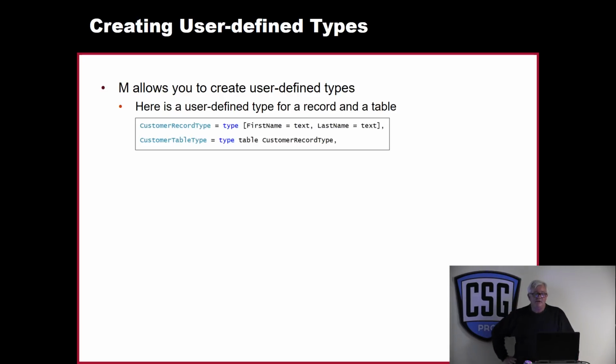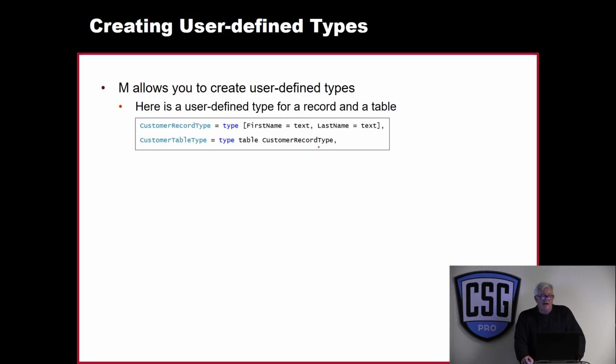So here's how you could do that. You can create a user-defined type. Here we've created this type called customer record type, and all I do is define a record that has a first name and a last name column, and both of those are of type text. I could create other columns of type number or type Boolean inside there.